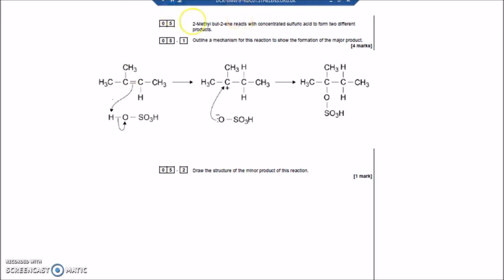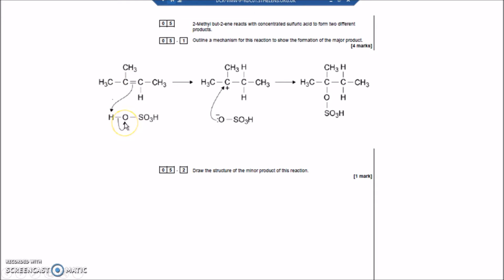2-methylbutene reacts with concentrated sulfuric acid. Butene, 2-methylbutene: 1 carbon, 2 carbons, 3 carbons, 4 carbons. So it's got 4 in a line. It's got a methyl group at carbon number 2, so this is carbon number 1, this is carbon number 2, and there's the methyl group. It's but-, 4 carbons in a line, with a 2-ene, a carbon to carbon double bond at carbon number 2, and there's the double bond.